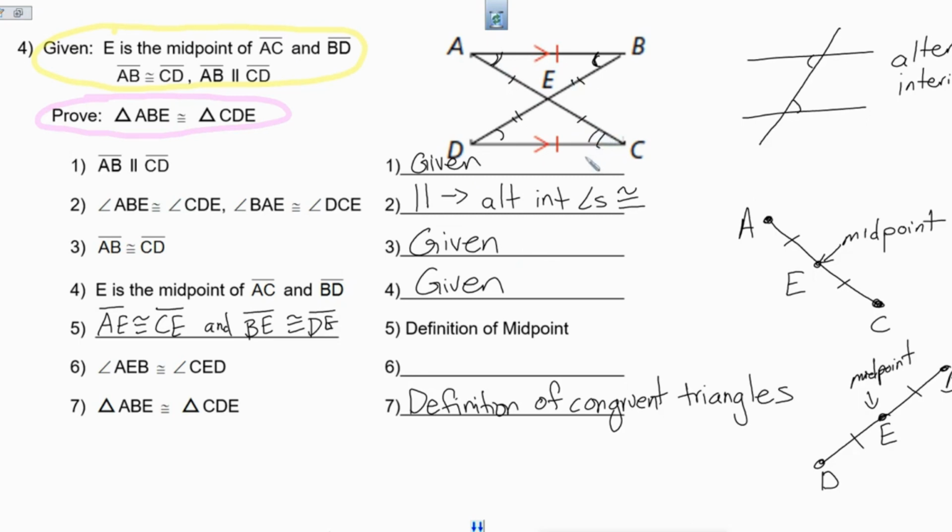So now in our triangles, we know all of our sides are congruent and two sets of angles are congruent. How do we prove that this last set of angles, angle AEB and angle CED, are congruent? You could say third angle theorem, or you could say vertical angle theorem. Either one works.